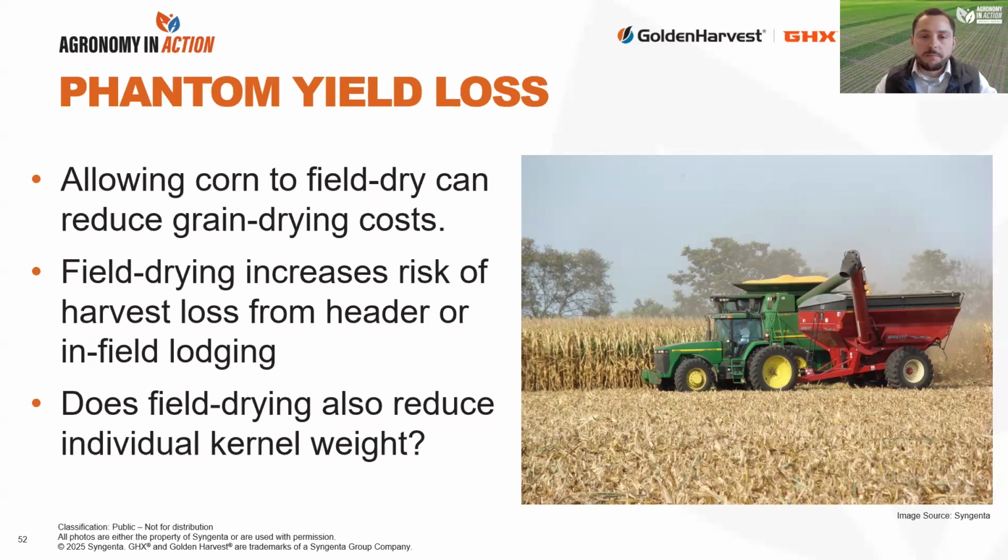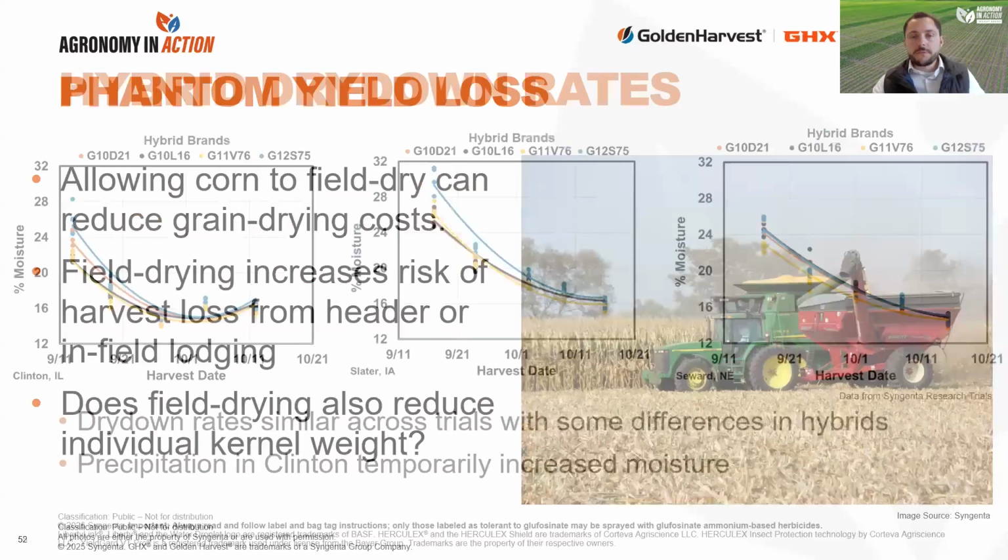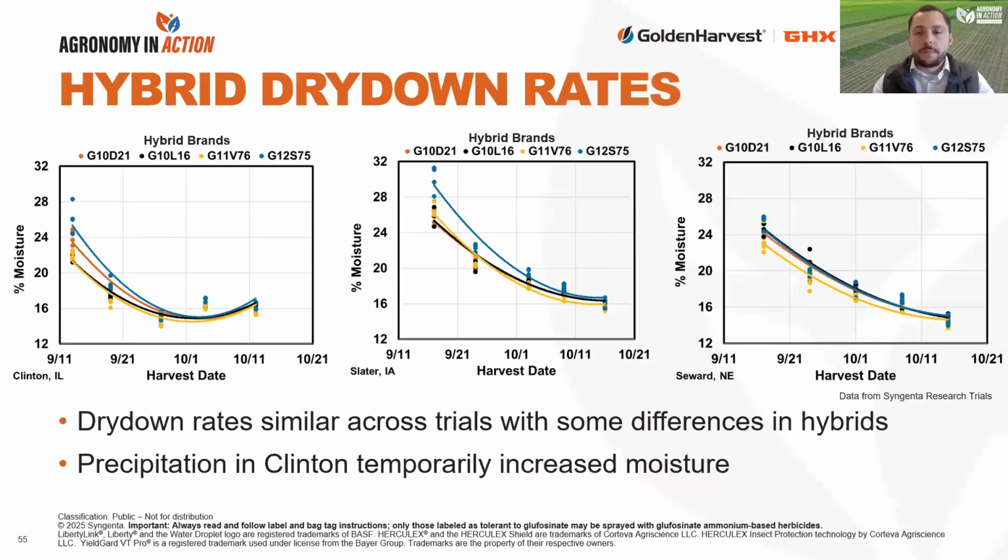We thought it had a place here because what we found with some of our work is there is a kernel size and kernel weight component that we'd like to discuss and share. A couple of years ago, we ran studies across 4 well-known hybrids of ours in the general 110-day RM across 3 different locations: Clinton, Illinois; Slater, Iowa; and Seward, Nebraska. The graph in front of us is showing our dry down rates.